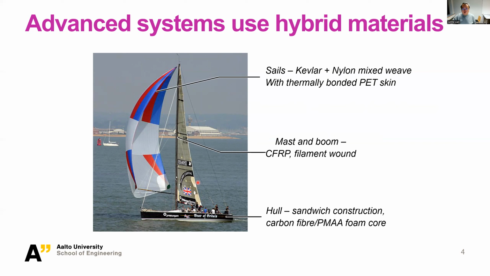this boat actually consists of lots of hybrid materials. The most obvious thing is the sails. This is not some simple texture or wood. It is already hybrid materials, and the same goes for the mast and also the hull. The hull is a typical sandwich hybrid material, consisting of carbon fiber and PMMA foam core.